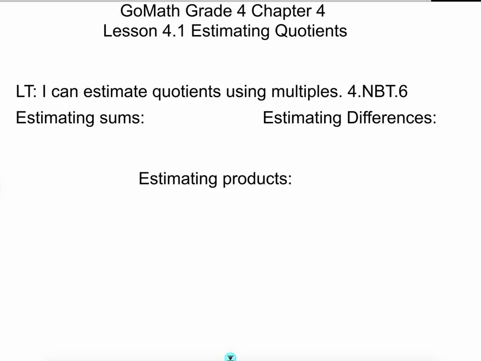So the chapter starts off with lesson 4.1, which is called estimating quotients. Learning target. So our goal today is to be able to estimate quotients using multiples. So that will be our strategy, is we will use multiples to estimate quotients. And estimating has been covered throughout the year. Estimating sums, estimating differences, and we have learned how to estimate products. So now that we're in division, we will learn how to estimate quotients.